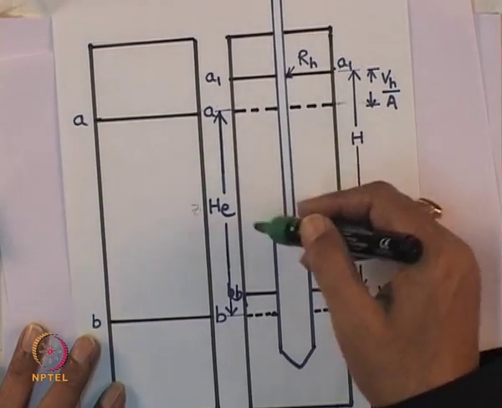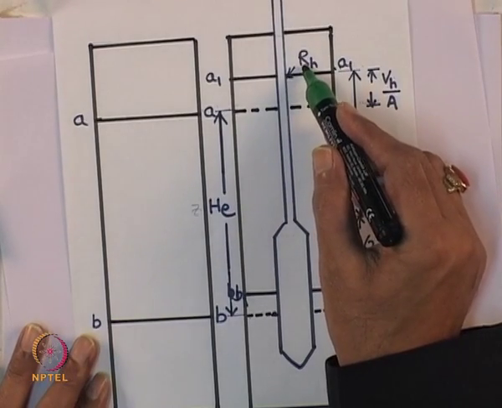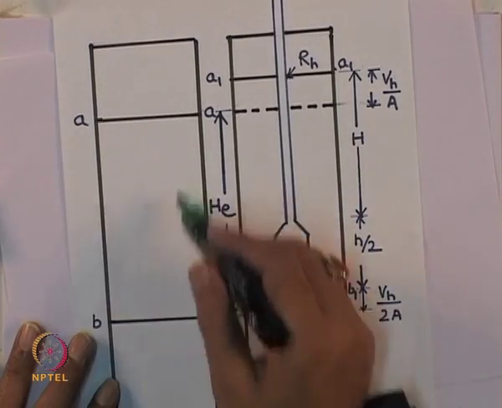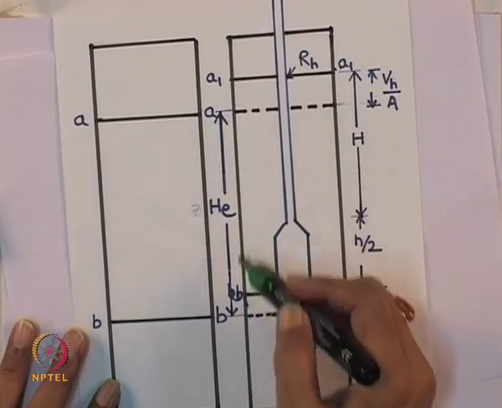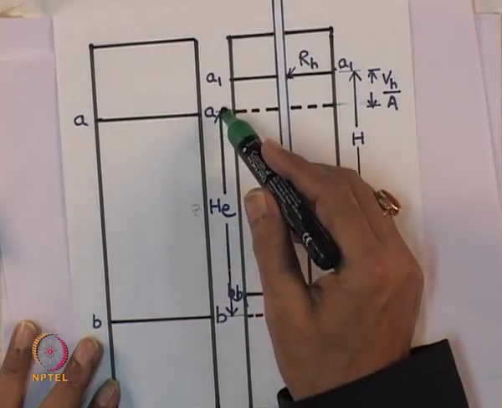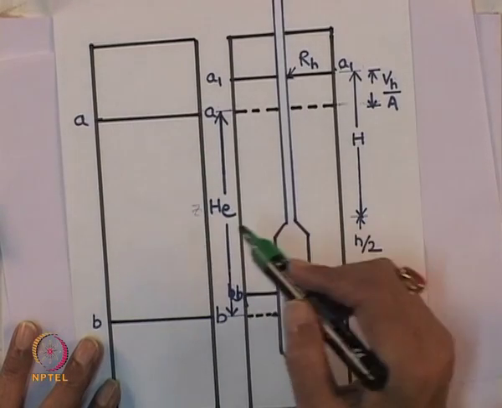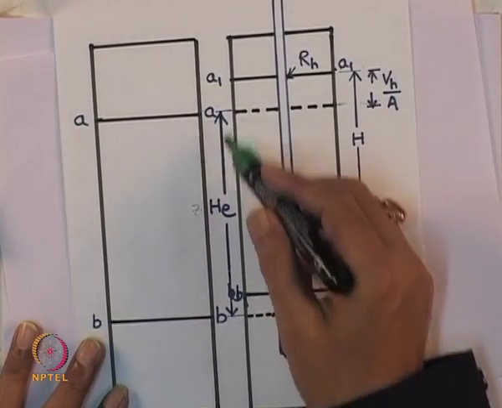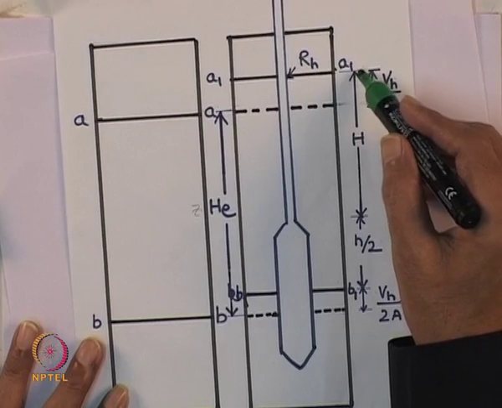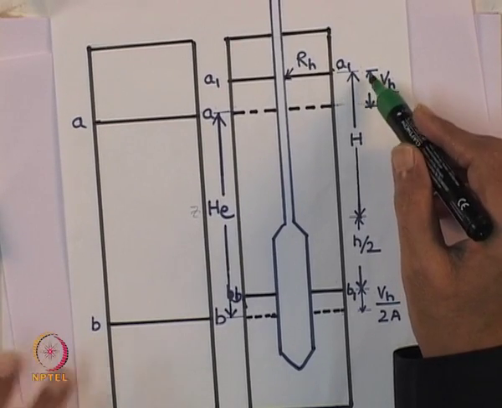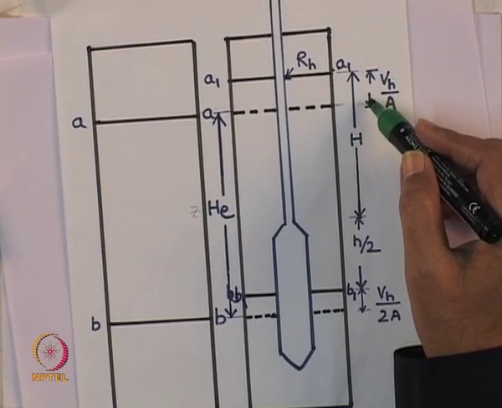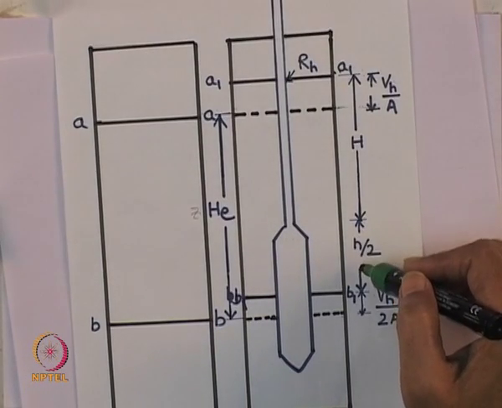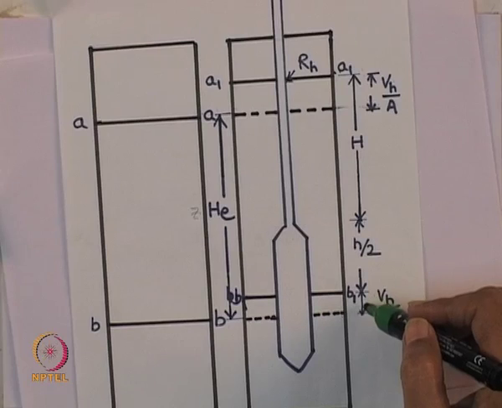Then how do you calculate the hydrometer immersion and how do you take the reading for RH? Now, this sedimentation jar before the immersion of the hydrometer is at this location. So you have to calculate the effective height, that is HE or ZR or Z. This height HE is made of: from here to here VH by A, this distance H, this distance H by 2, and this VH by 2A.